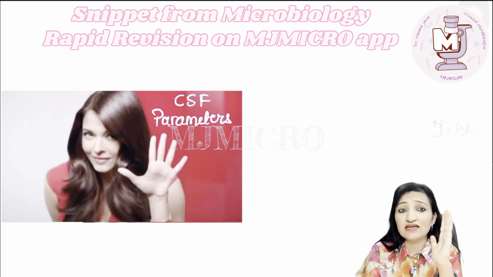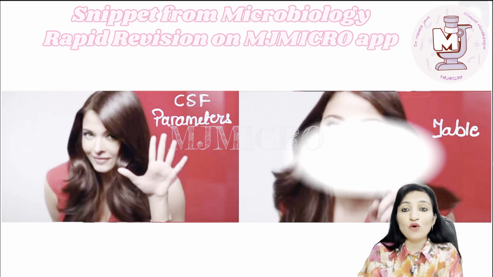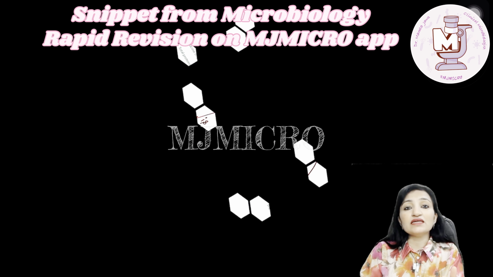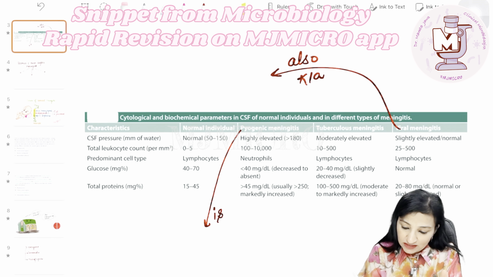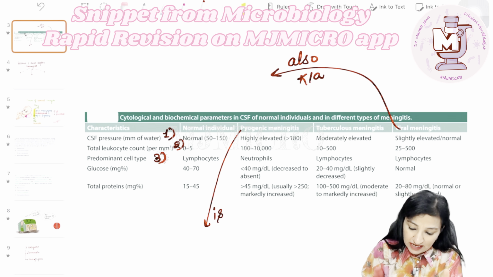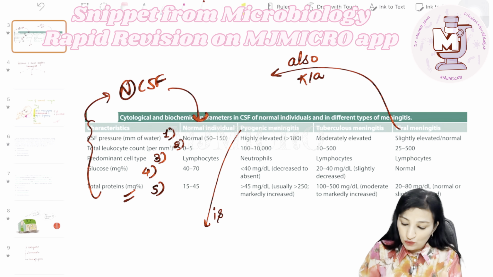The very first thing I want my students to revise in CNS infections are the 5 CSF parameters in the form of a single table. Now, what am I referring to? This table is given in almost every book. The parameters I'm talking about are CSF pressure, total leukocyte count, predominant cell type, glucose and total protein concentration. So the profile of normal CSF is going to be like this.